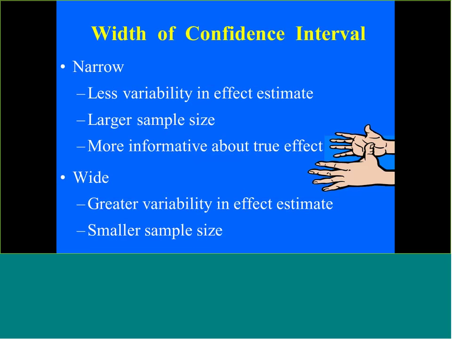So you have a narrow confidence interval. Okay, you have less variability. It's generally associated with a larger sample size, and you get more information about the true effect. So you can hone in more closely on what the true effect is. If you have a wide confidence interval, it doesn't give you as much information. There's a lot of variability, generally associated with a small sample size. So you really want to look for a narrow confidence interval. That's a better thing to have.